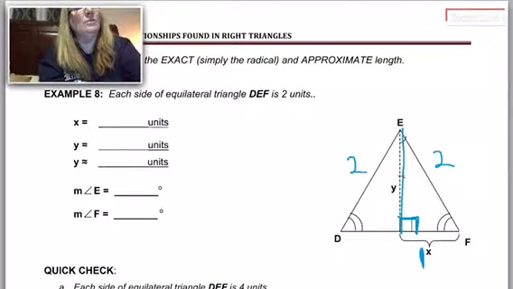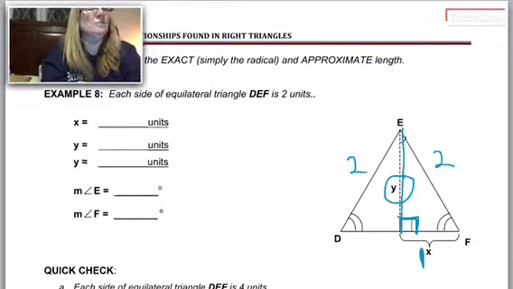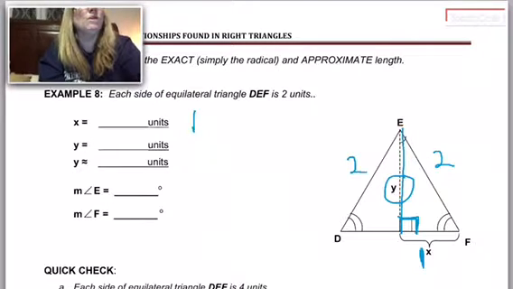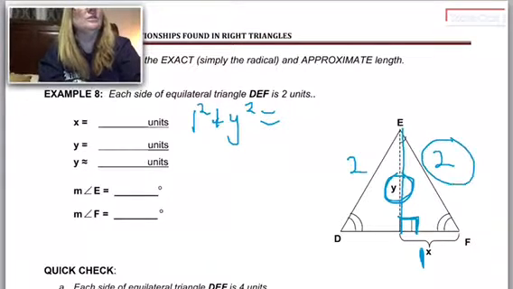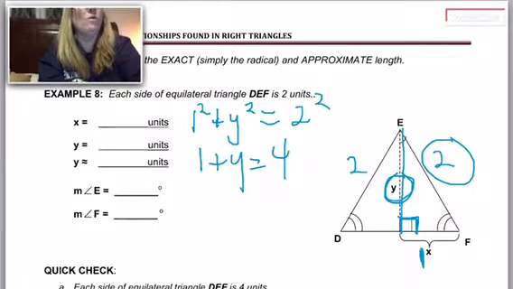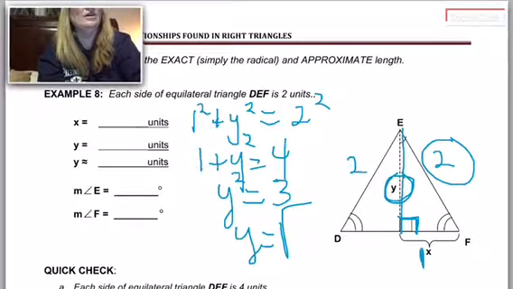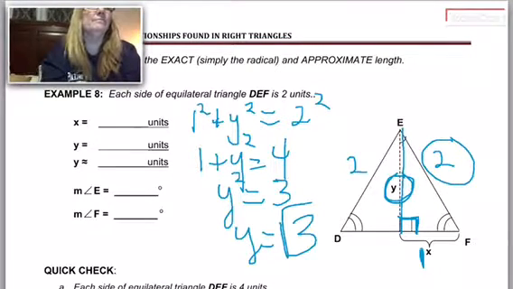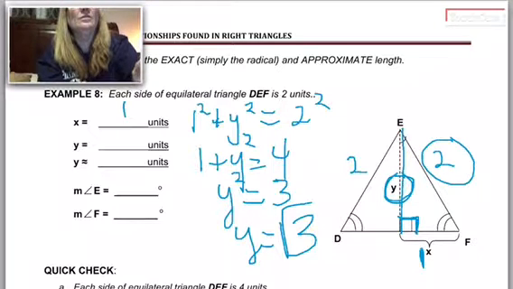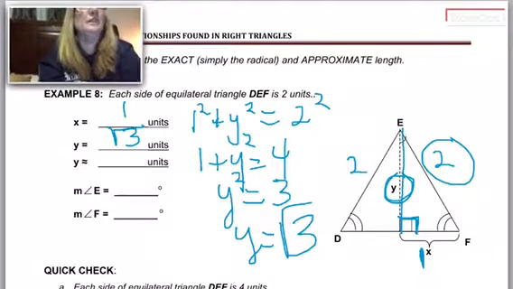And now we want to find y. So we have a squared plus b squared is equal to c squared. So I'm going to say 1 squared plus, this side here we're calling y, squared is equal to 2 squared. So 1 plus y squared is equal to 4. Subtract 1 from both sides, we get y squared is equal to 3, and so y is equal to the square root of 3. Okay, so x is 1, y is the square root of 3.